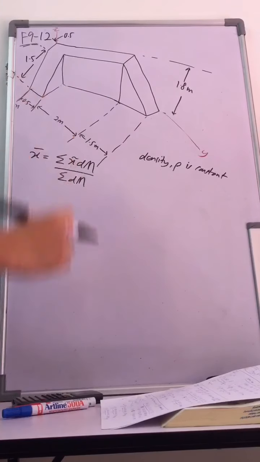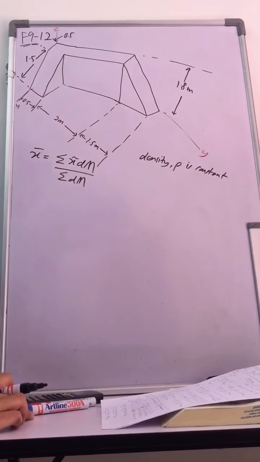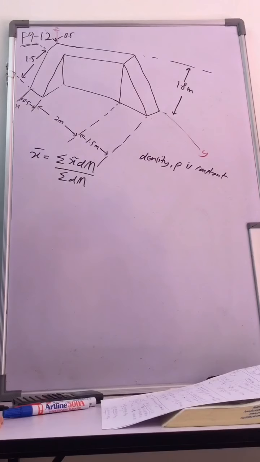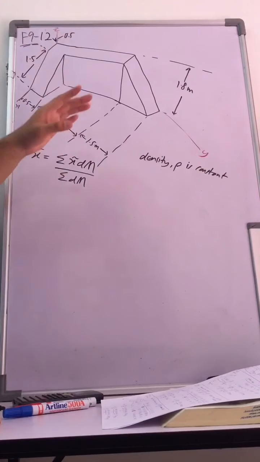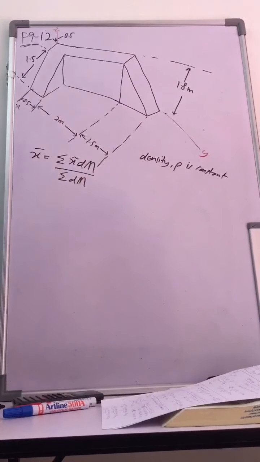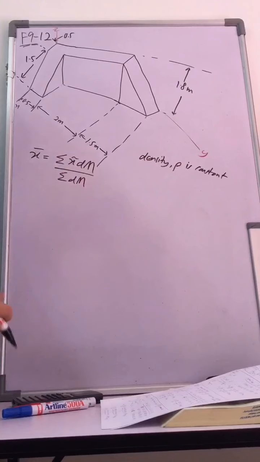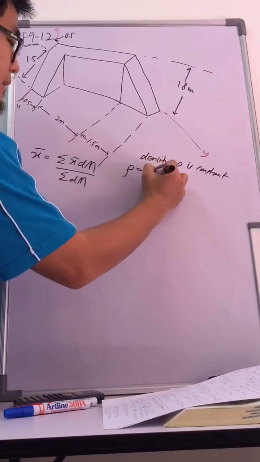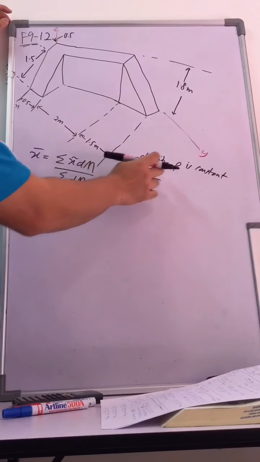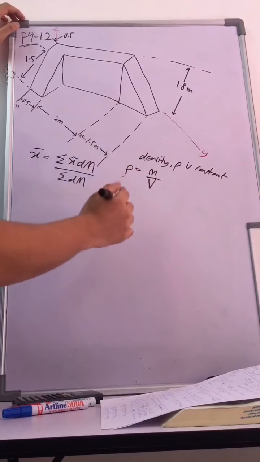In reality, for instance, if this is concrete, it won't be constant. The density will vary from one place to another, and most materials are like that, except metals. If you go to materials science you will see this. But if it is homogeneous, the density is constant. What is the relation between density and mass? Have you seen this before in your kindergarten? Rho equals m over V, density equals mass over volume. Density of water is 1000 kilogram per meter cubed, something like that, right? So this is the relation.